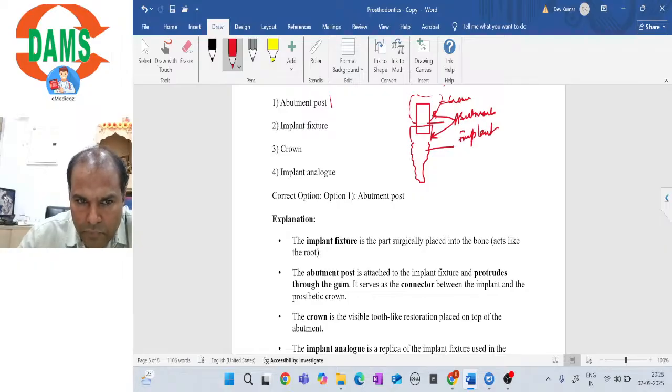Your implant fixture is the implant that you have placed. So if we talk about the implant, on top of the implant there is something called cervical geometry.